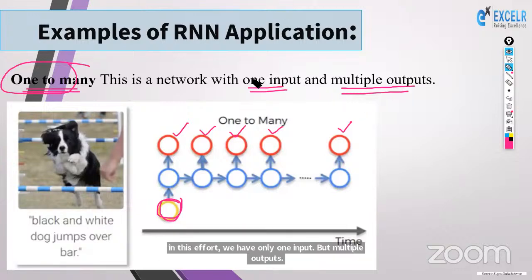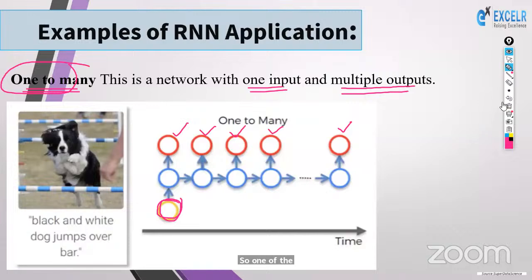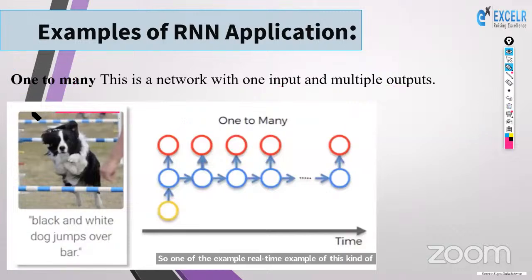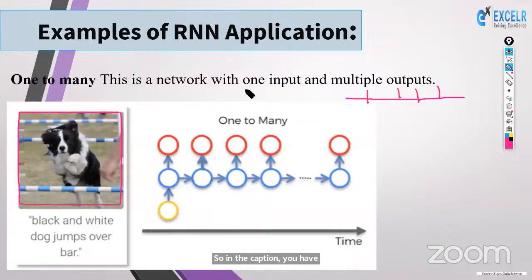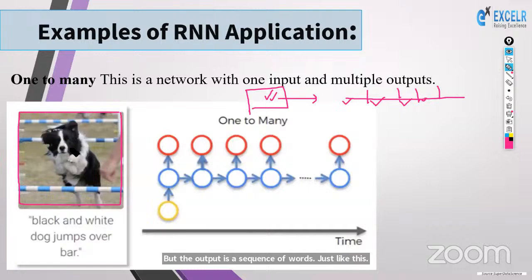So one of the real-time examples of this kind of application is, let's suppose, guys, you have this particular image and you want to generate some captions for this image, right? So the caption is a sequence of words. In the caption, you have a number of words, but input is only a single image. So here we have one input, which is a single image, but the output is a sequence of words, just like this. So let's suppose this image is being provided to the RNN, and it will generate the sequence of words like black and white dog jumps over bar.